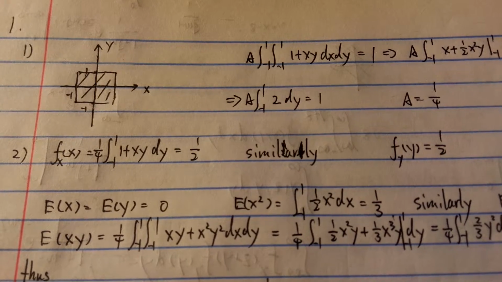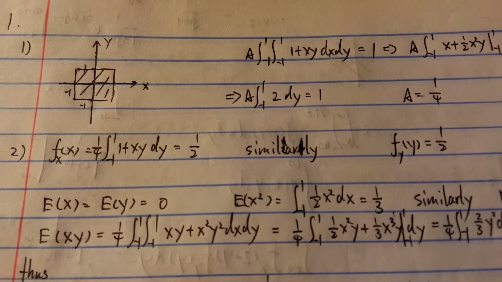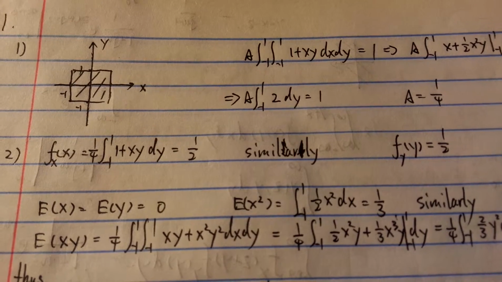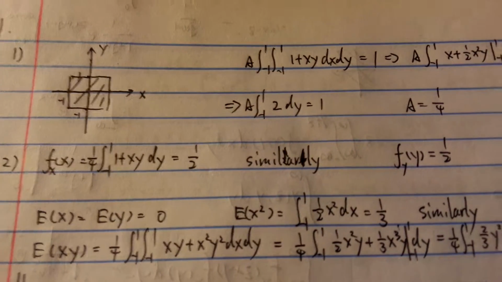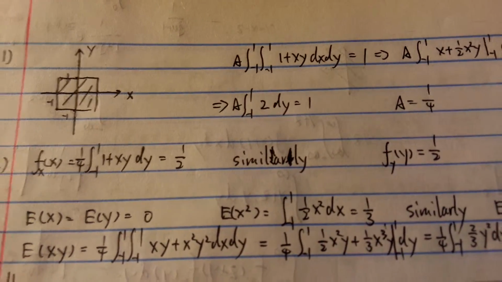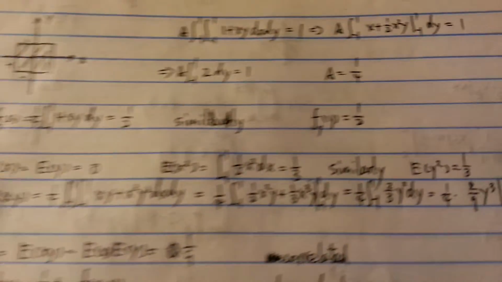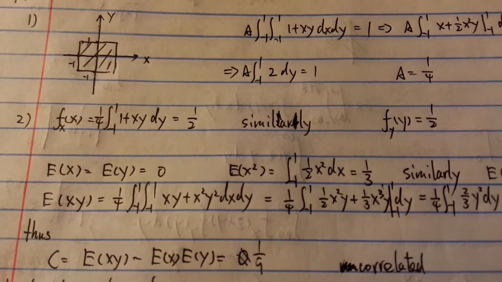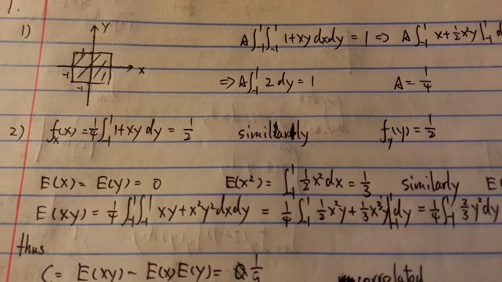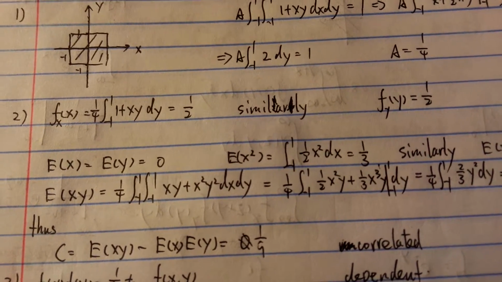What we need to do is, if we want to find the density function of x, we need to integrate over y from minus infinity to infinity. And because of the region of y, we just integrate from -1 to 1, and what I get is 1 over 2. Similarly, the density function of y is also 1 over 2. Then we can find out that the expectation of x and the expectation of y are both 0.